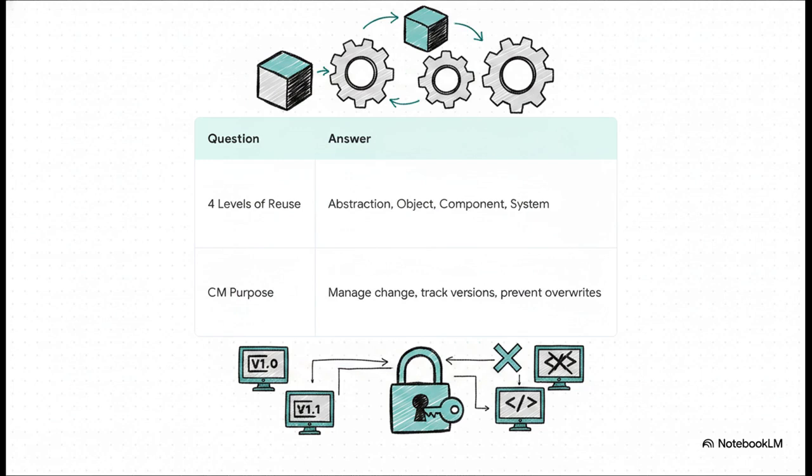First, you must be able to list the 4 levels of software reuse: abstraction, object, component, and system. Second, you absolutely must be able to define the core purpose of configuration management. Remember, it's the process of managing change, tracking component versions, and crucially, preventing team members from accidentally overriding each other's code.